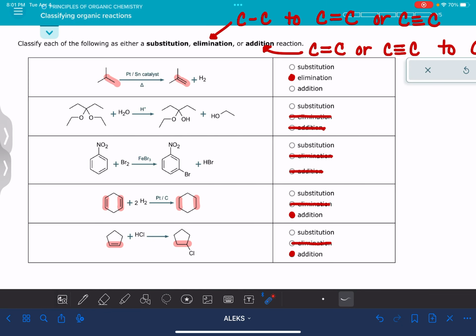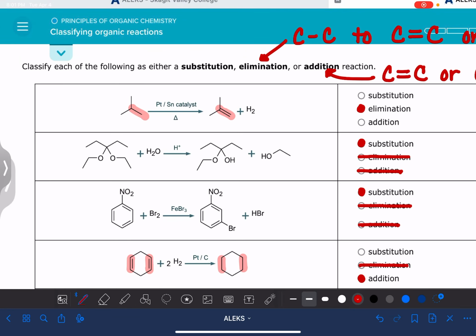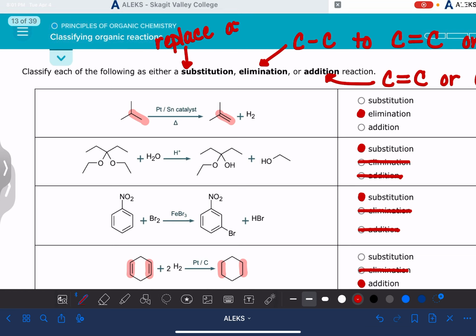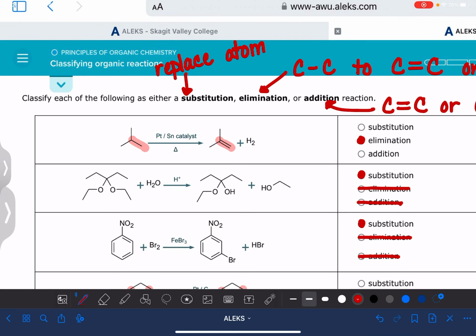Now, there's one more type of reaction, which is substitution. And just by process of elimination, if a reaction is not elimination and it's not addition, then it has to be substitution. But that's not a good definition for substitution. A substitution reaction is one where we replace an atom or sometimes multiple atoms with new atoms or just one. So it's where we're replacing an atom with new atoms.